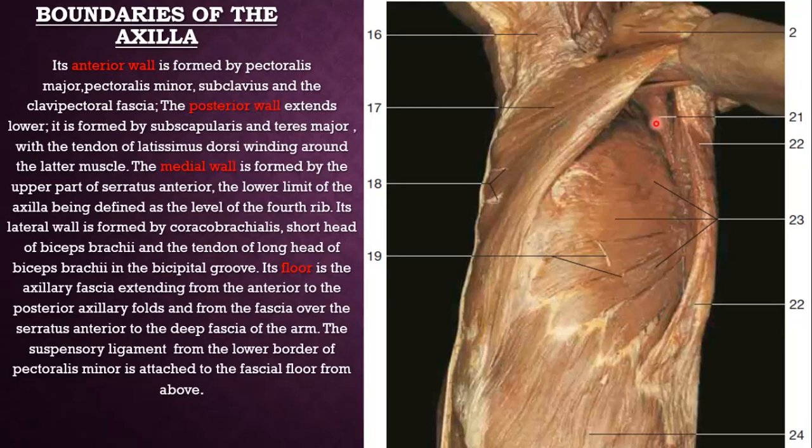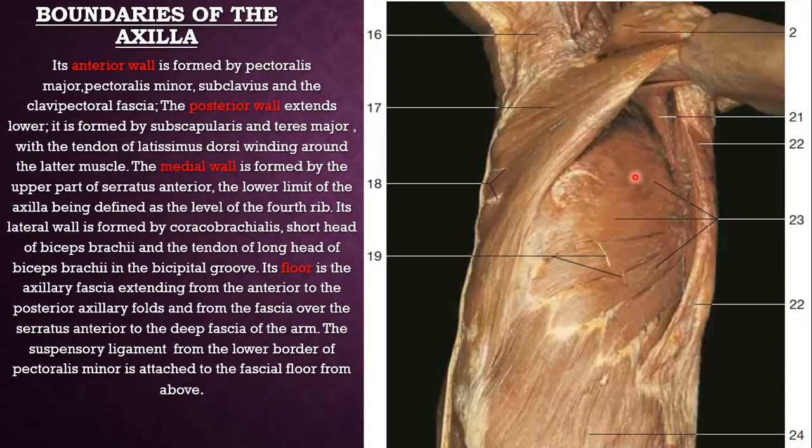Now the posterior wall extends lower than the anterior wall, and it's formed by the subscapularis muscle here. Also teres major, and also the tendon of latissimus dorsi. This is the tendon of latissimus dorsi. Then the tendon of latissimus dorsi usually winds around the teres major muscle. Now the medial wall, this is the medial wall, is formed by the upper part of serratus anterior. This is your serratus anterior muscle, with the lower limit of the axilla being defined as the level of the fourth rib.